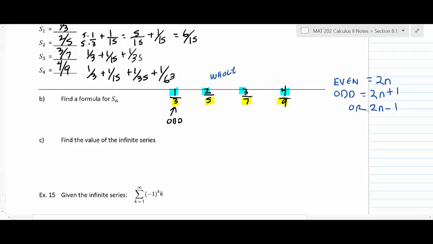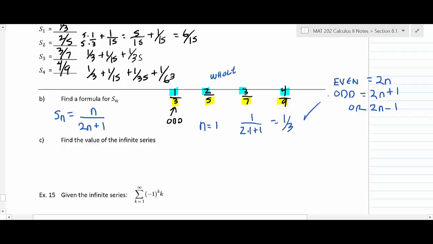Okay, so your general formula is going to go like this. The numerator is just going to be n, because n is a whole number. It's going to go 1, 2, 3, 4, and so forth. The denominator is going to be an odd number, so let's do 2n plus 1, and let's make sure it works. Anytime you get a formula, make sure it's right. If n is equal to 1, you have 1 over 2 times 1 plus 1. That's a third, isn't it?